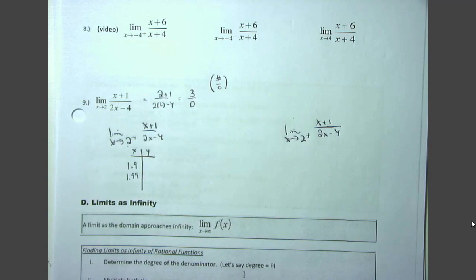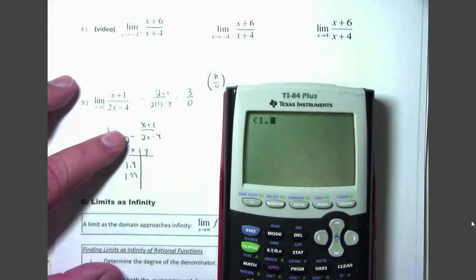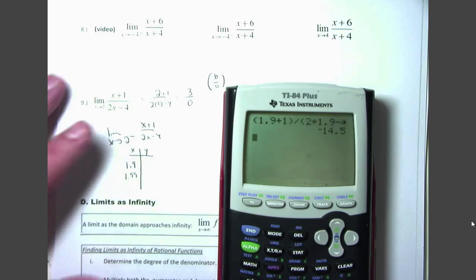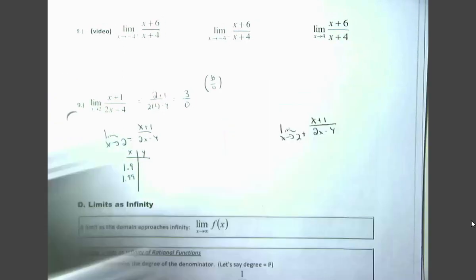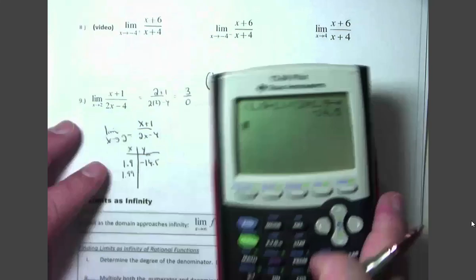And to figure it out, you've got to plug in close and closer. You got at least 2 points. You can do three if you want to, but two is good enough. So let's plug it in. 1.9. So (1.9 plus 1) divided by (2 times 1.9 minus 4). And I get negative 14.5. Now I'm going to plug in 1.99.